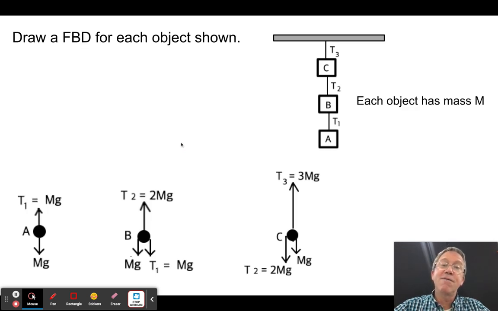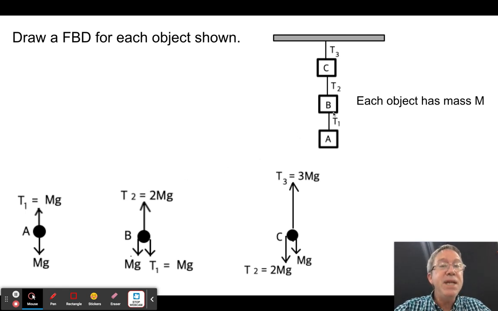Draw a free body diagram for each object in it. Well, let's start with the one on the outside because that's the easiest. A is being pulled down with m. It has a mass of m, so it's pulled down with mg. It's not accelerating, so this tension force here must also be mg in the upward direction.